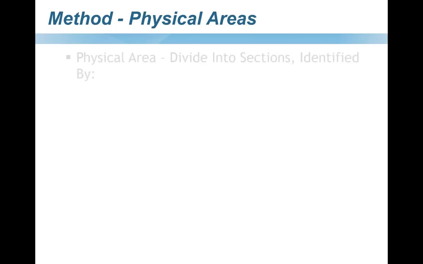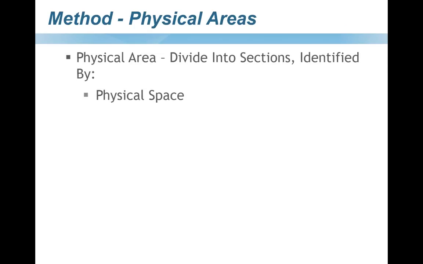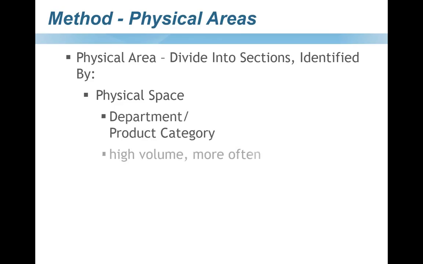The physical area cycle count method. Once again, we're just dividing things into a small section, a physical space of some sort. Could be by product category, material, cost types, any one of those things. You tend to need to do your high volume moving areas far more frequently.